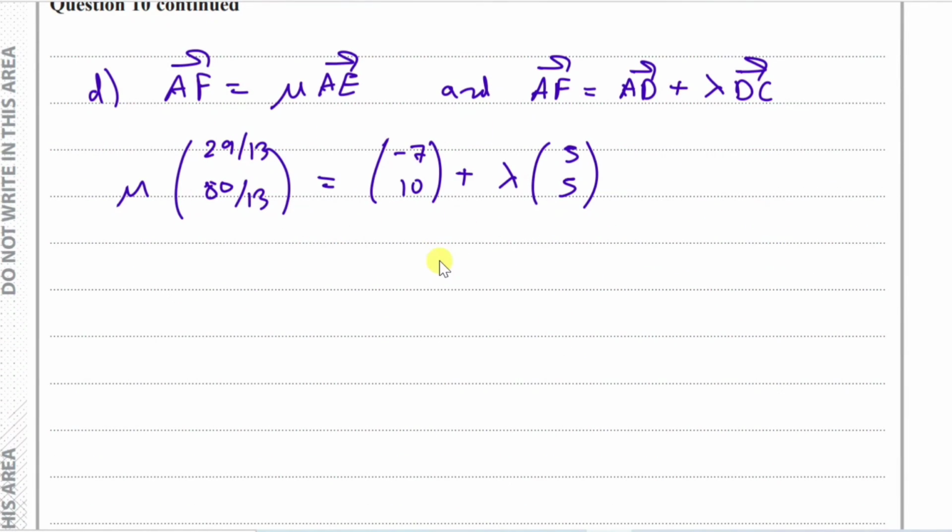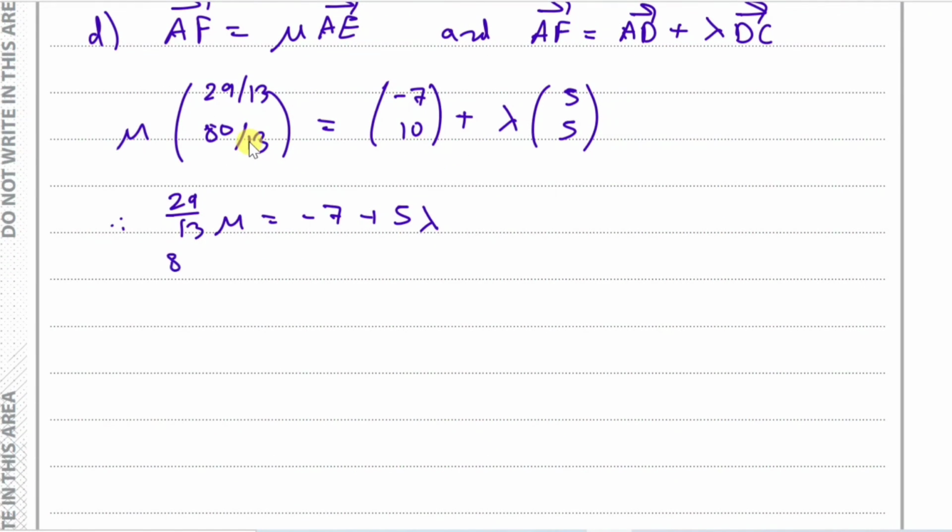So we're going to have basically two simultaneous equations. The first equation, if we look at the i column in the top row, it will be mu times 29/13 equal to minus 7 plus 5 lambda. And the second equation that you can see is going to be 80/13 of mu equals 10 plus 5 lambda. Nice. And now thankfully, because we've got 5 lambdas, we can subtract these two equations.